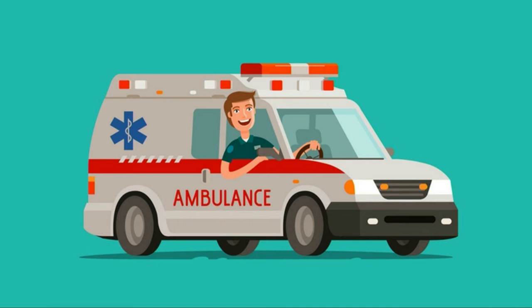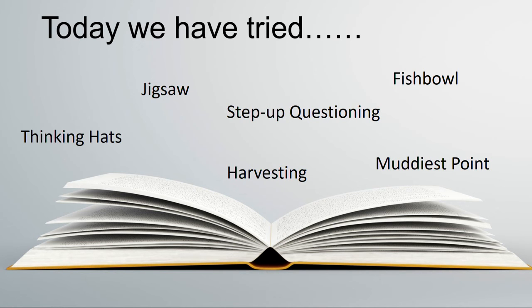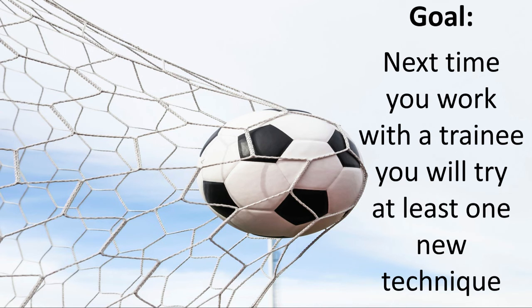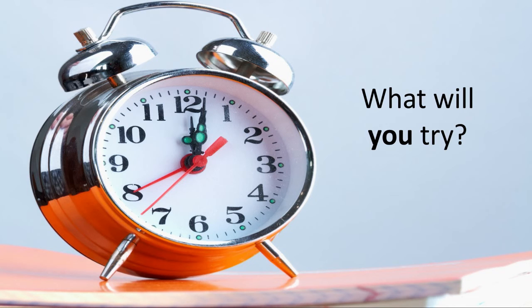So we've tried a bunch of different quick things: thinking hats, jigsaw, step-up questioning, harvesting, Muddy's point, and fishbowl. We just wanted to give you a menu of a few different things that you could use. So just take 30 seconds and write down anywhere on your handout something that you're going to try on your next teaching shift, and then we'll switch to the next activity.